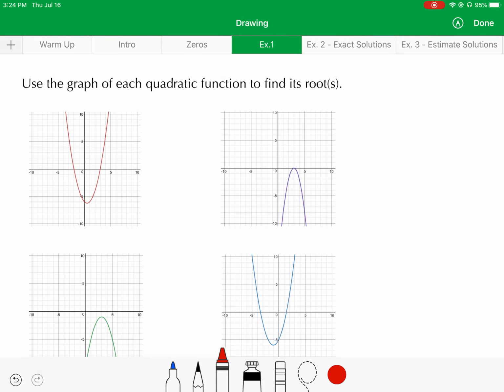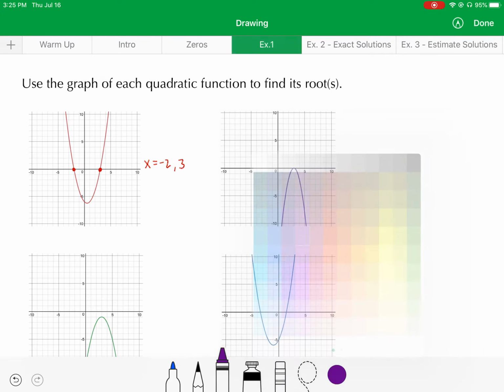So moving forward, use the graph of each quadratic function to find its roots or its x-intercepts, okay? So where are we crossing the x-axis at, right? The parabola on the top left has 2 roots. They would be at x equals negative 2 and positive 3. And we're simply looking for the x values, okay? Don't write them as ordered pairs, all right?